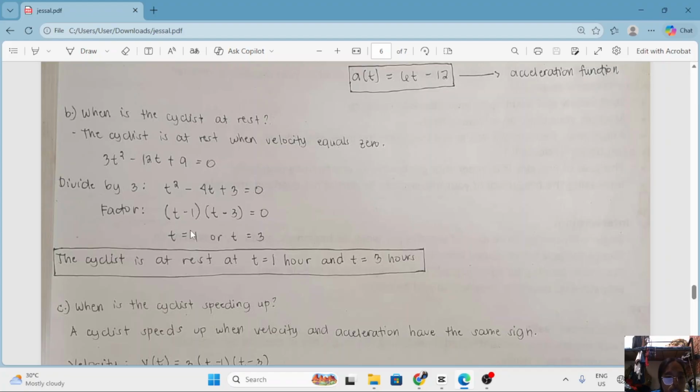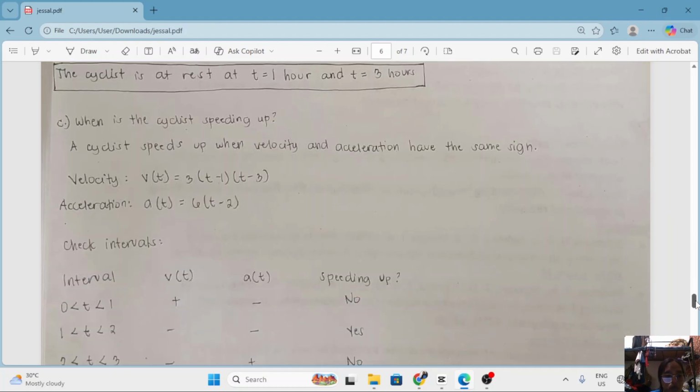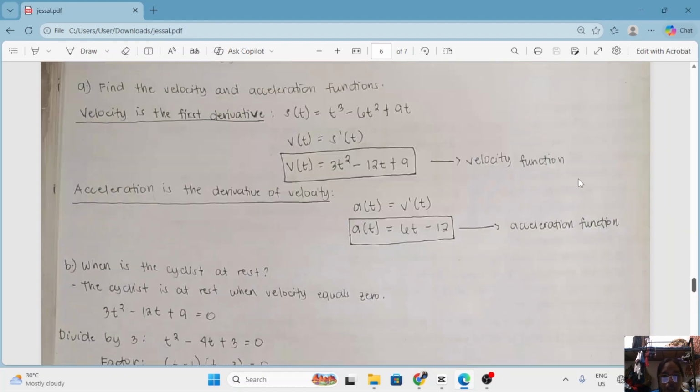Then to factor it, we get the quantity t minus 1 times the quantity t minus 3 is equal to 0. So t is equal to 1 or t is equal to 3. The interpretation is that the cyclist is at rest at t equal to 1 hour and t equal to 3 hours.